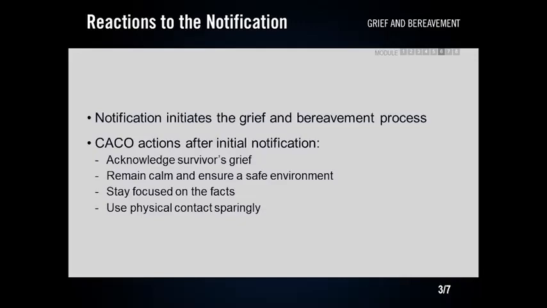The grieving process begins with the reaction to the notification. As you'll see in the video, upon hearing of the sudden death of a loved one, the next of kin may display a wide range of reactions: shock, disbelief, confusion, numbness, anger, guilt, and even panic. You can expect any combination of these reactions. With each reaction, it is important that you acknowledge the survivor's grief, remain calm and ensure a safe environment, stay focused on the facts, and use physical contact very sparingly.